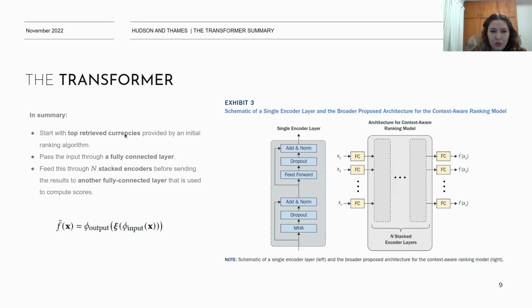So we start off with the top retrieved currencies if we go long, provided by an initial ranking algorithm, LambdaMART for example, and then you pass that through the fully connected layer. Over here, you feed that through the stacked encoders before sending it through another fully connected layer. How I understand this is, it's just a normal neural net that you pass it through, and it helps the encoder and the decoder give you the score that you're looking for. Over here, we have a formula that sums all of this up: you have your original scores and you transform them into the re-ranked scores.